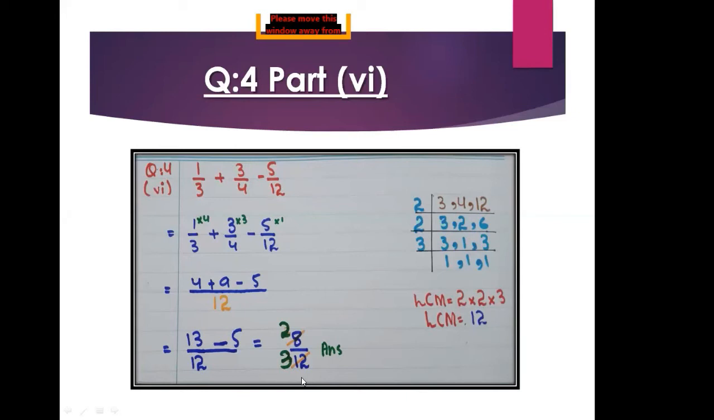Now you can see that cancellation is possible between 8 and 12. So we will cancel it with 2. Sorry, we will cancel it with 4. 4 twos are 8. 4 threes are 12. So the answer of this question is 2 over 3. 2 over 3 will not cancel more. So this is our answer. So this is our question number 4, part number 6. If you want to note down, take the screenshot.